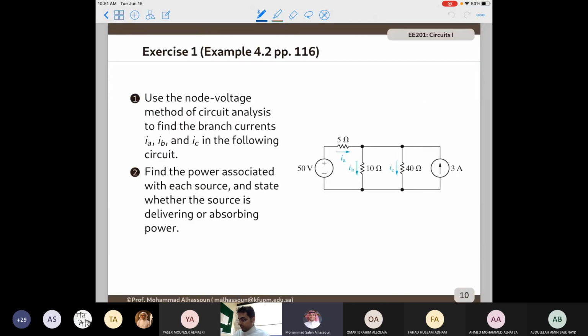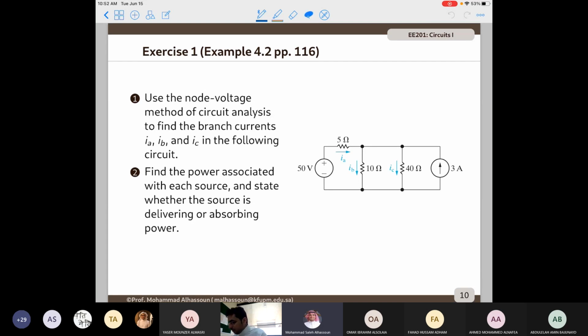So now let's solve this exercise. In this exercise, we are asked to use the node voltage method to find the currents IA, IB, and IC. And then we need to find the power associated with the sources. So let's start with the first one. So we have IA, IB, and IC. So let me start with Walid.